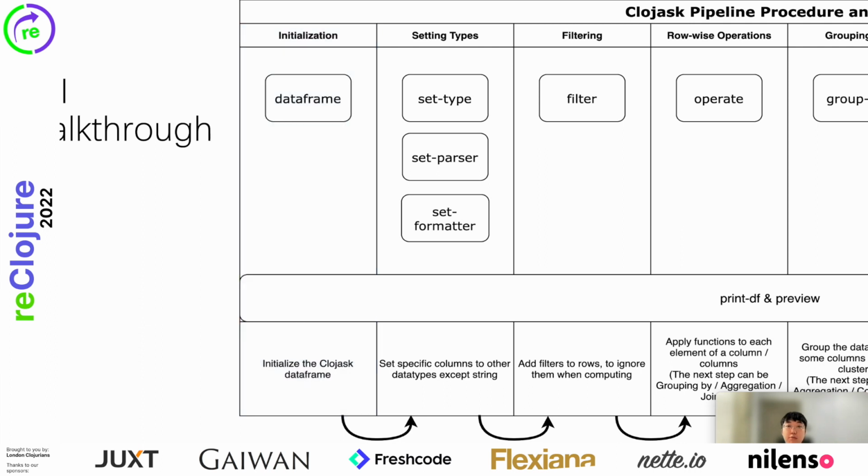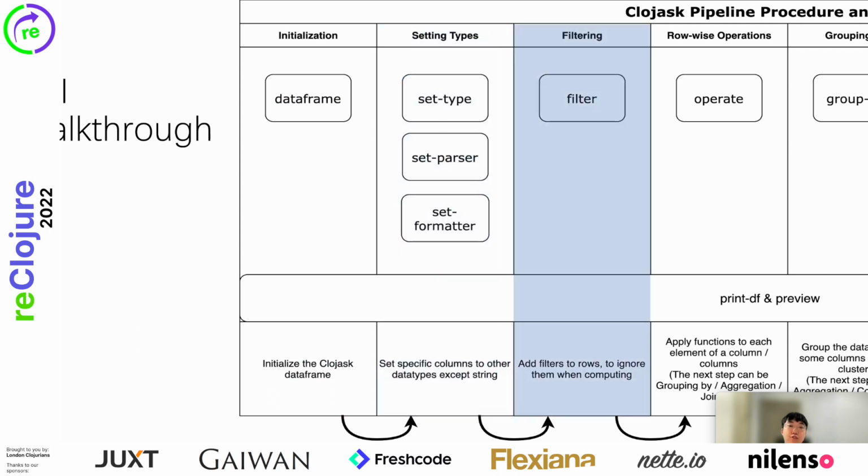I would like to further elaborate on this concept of execution rules. Although users are allowed to call functions at any time, we do suggest you call functions in the same order as the execution order in order to reduce confusion in the future. That is to say, the first stage in the execution is the initialization. So you are suggested to call dataframe to define a Clojask dataframe first. And then it's time to set type on different columns using the function setType or setParser.